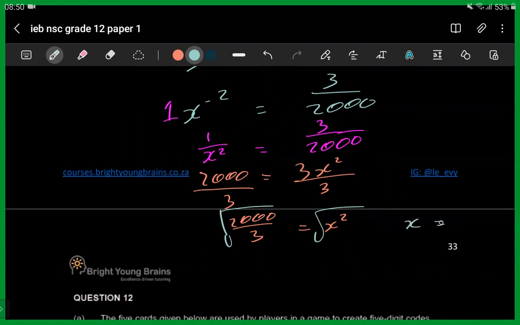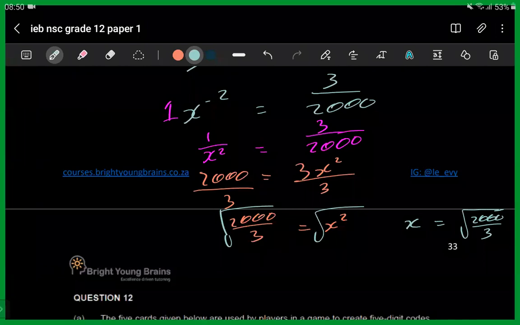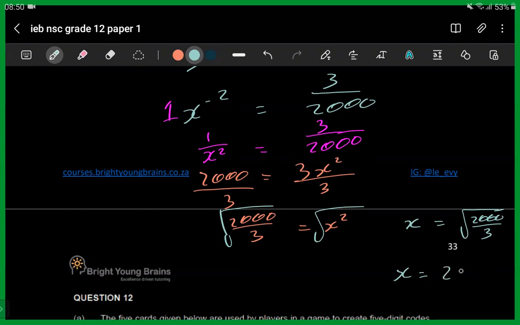x is equal to the square root of 2000 over 3. The reason you're not going to need to put plus or minus here is because distance cannot be negative, you see. So if you put this in the calculator, it's also giving you 25.82. That's your minimum value of x.